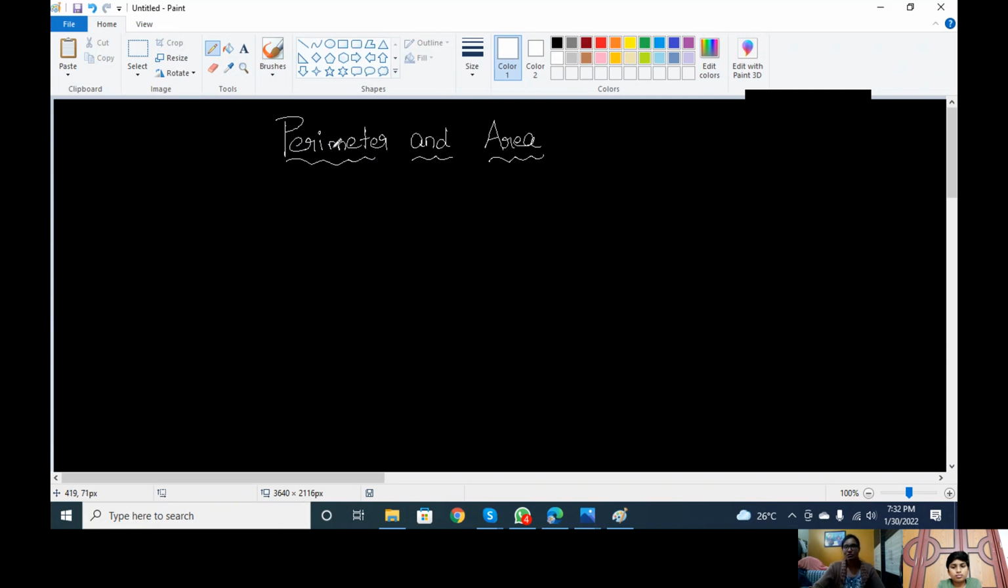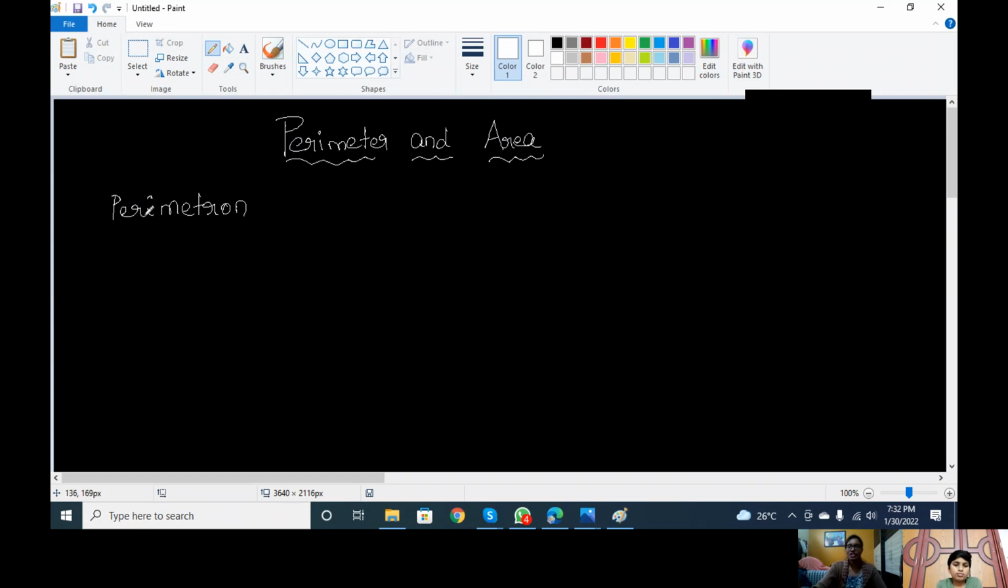In mathematics, most of the terms we derived from the Greek and Latin. This word perimeter is derived from the Greek word. The real name is perimetron. The word peri means around. Metron means measure. So, measuring around. Peri means around, metron means measure.